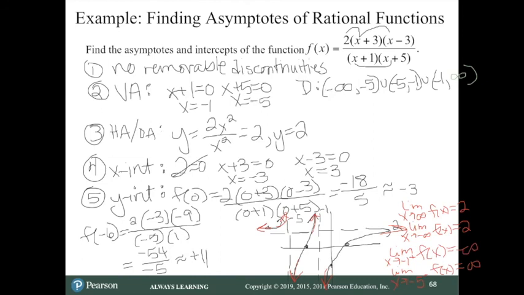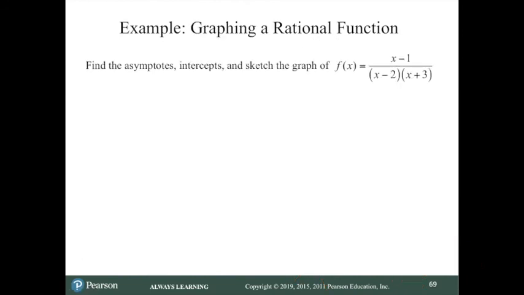Okay, let's take a look at our next example. So again, we want to find the asymptotes, intercepts, and sketch the graph of this function. Now this function is a little bit more straightforward than the last one because the degree of the numerator is smaller than the degree of the denominator, which the only thing that does is it changes our horizontal asymptote. I'd like you to try this one and then we'll go over it together.